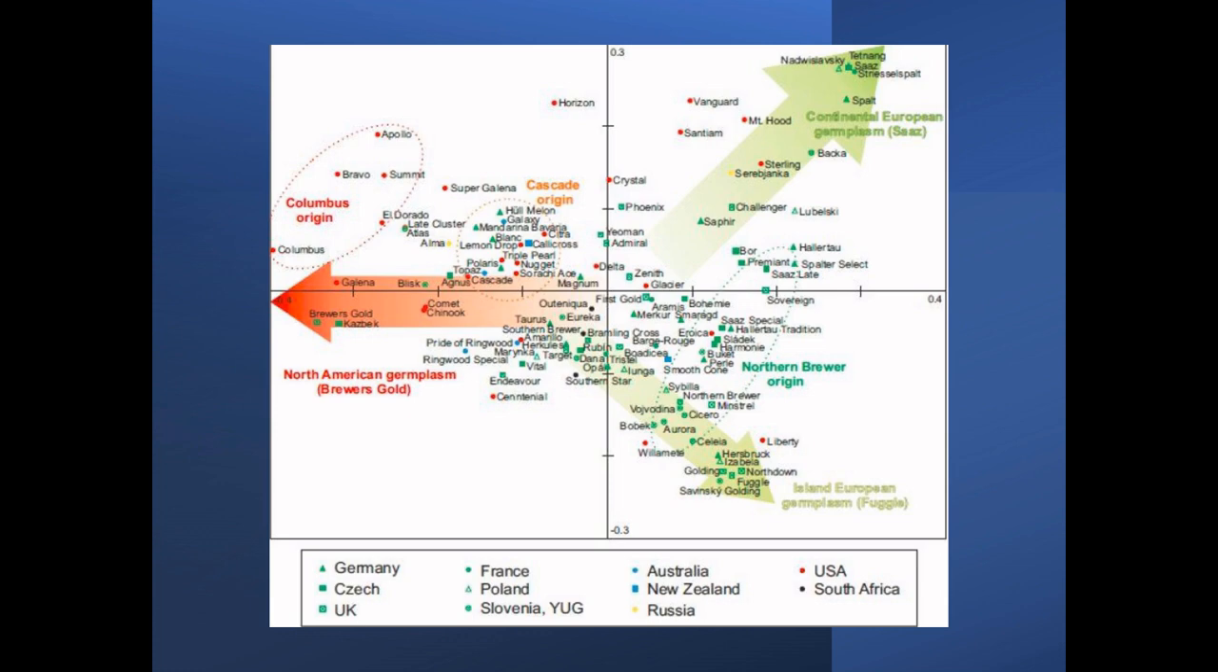In America, Brewer's Gold, Northern Brewer, Cascade, and Columbus are the majority founders of the American gene pool when it comes to hops. And that about covers everything.